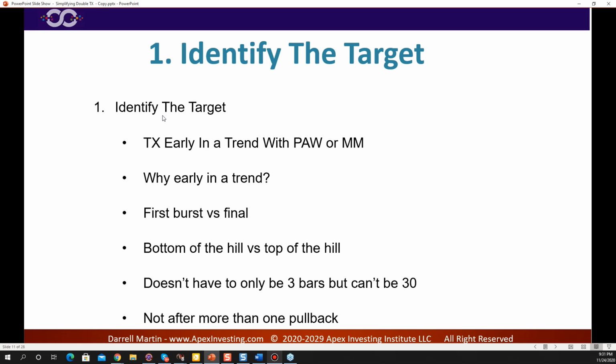Very important. So identifying the target. What we're looking for is a TX trade. Well, we're looking for a TX that's early in a trend. So basically what we're looking for is the start of a trend, early in the trend. We get a TX, and it also has to have a pawl or a mini magnet. So we're going to add a few things here. Now, why do you think it's important that we only take these early in the trend?